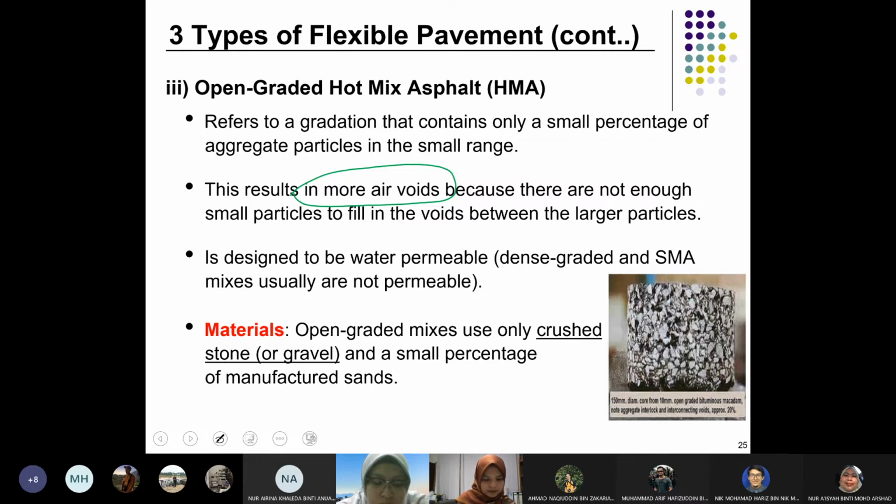Open graded is designed to be water permeable. Dense graded SMA mix usually are not permeable. Ini kadang-kadang ada setengah dia memang purposely design untuk become more permeable, right? To allow the water to penetrate into the pavement. Mungkin kawasan yang receive more rainfall, for example, kawasan yang berdekatan dengan sungai. So dia akan buat more permeable type. So bila dia prefer to go for more permeable, they would choose this open graded type lah.